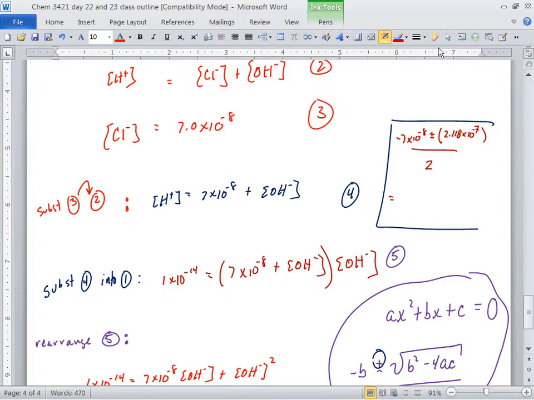So does everyone agree with the 2.118 times 10 to the negative 7? Yes. All right. Probably just screwing up somewhere here. Then you have to add that to 7 times 10 to the negative 8. Negative. It has to be negative, though.